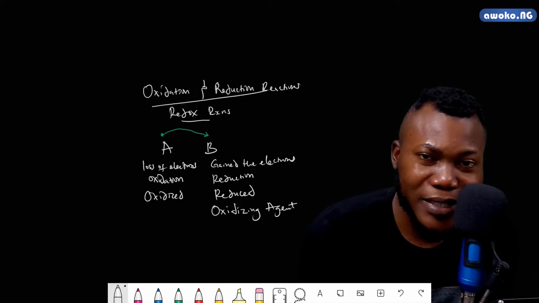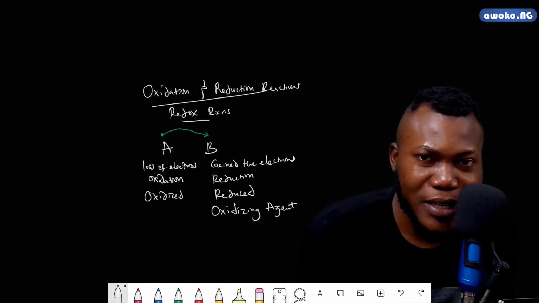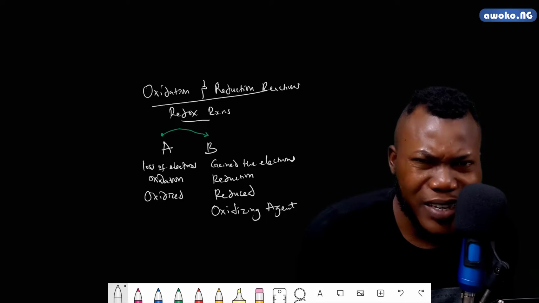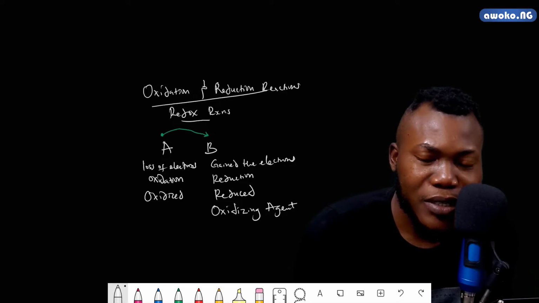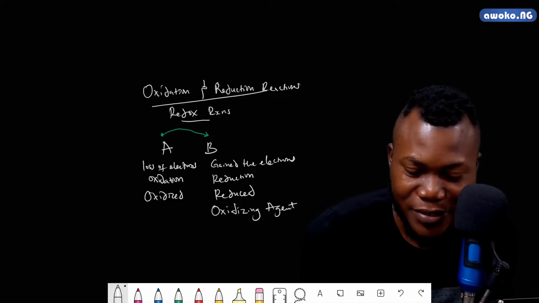Also, on the flip side, if I consider A, I will see that B was able to undergo reduction to become reduced because of A that gave it electrons. So the agent necessary for B becoming reduced is A. So A becomes the reducing agent.